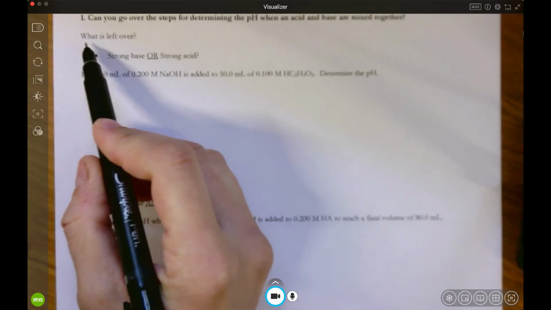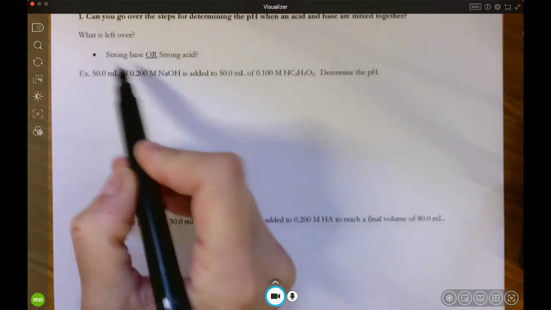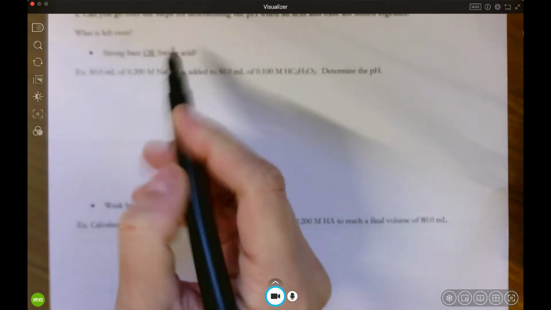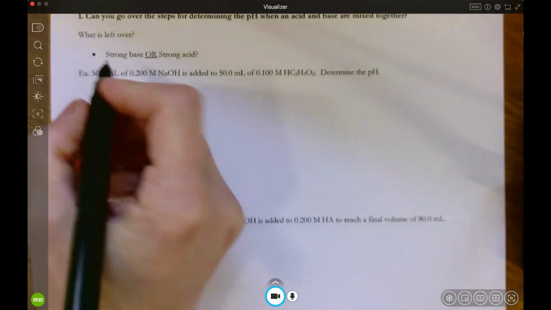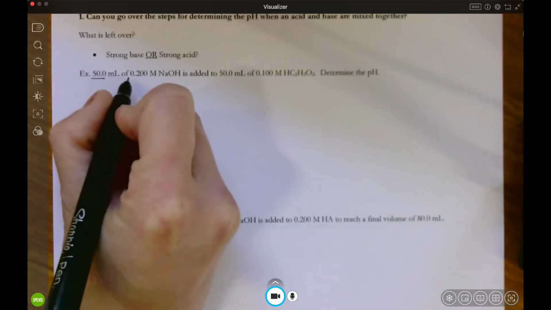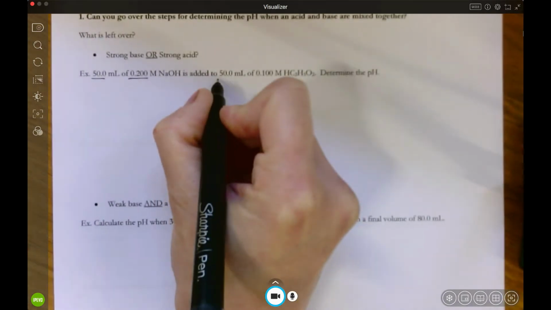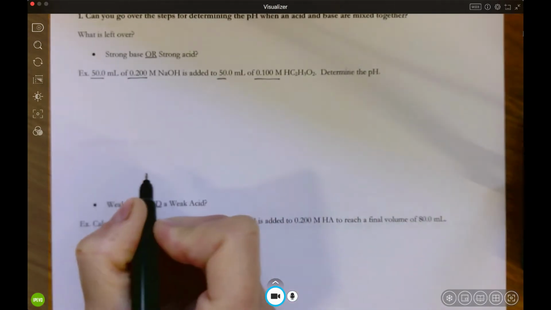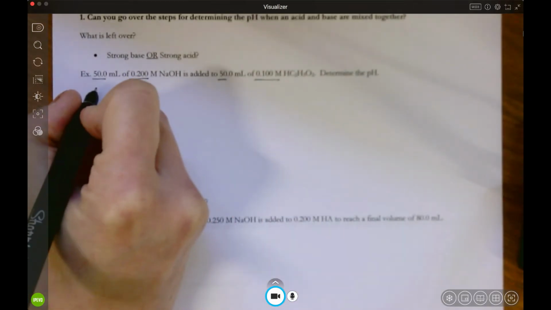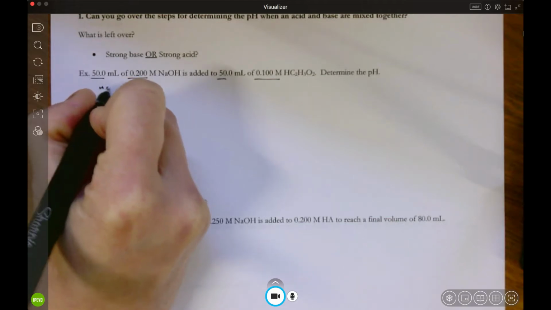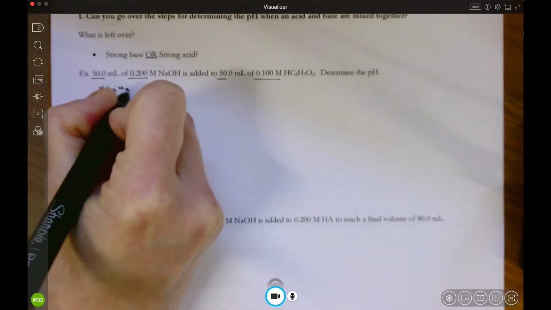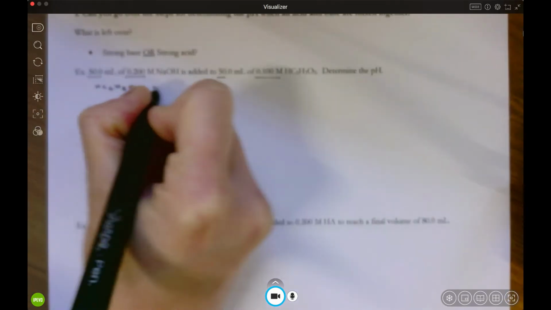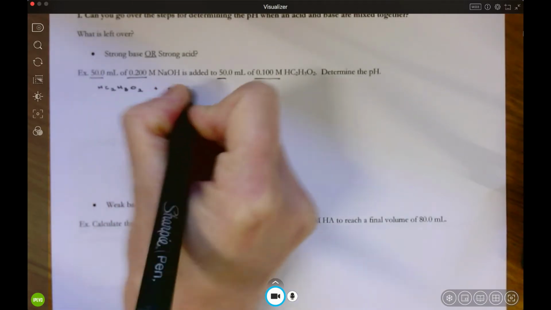But the question becomes, how do I determine what's left over? How would I know if it's a strong base or a strong acid left over? Well, we're going to do a problem. Here I'm told my volume and concentration of my strong base, and my volume and concentration of my weak acid. So I'm going to show the reaction that occurs between them. I've got acetic acid reacting with my strong base, so I'm just going to write it as OH minus.